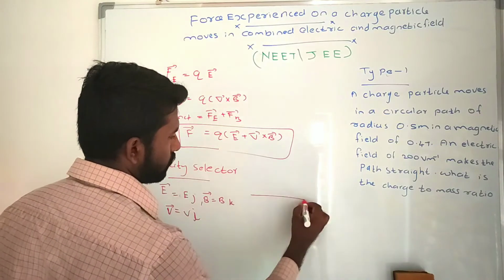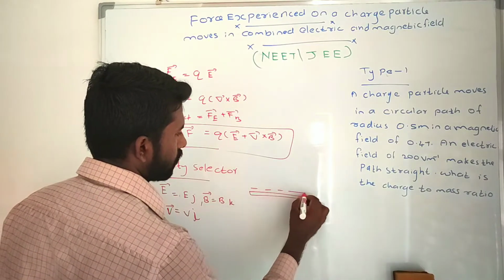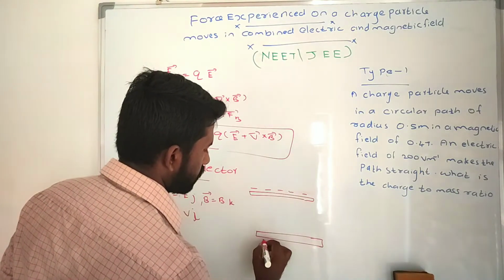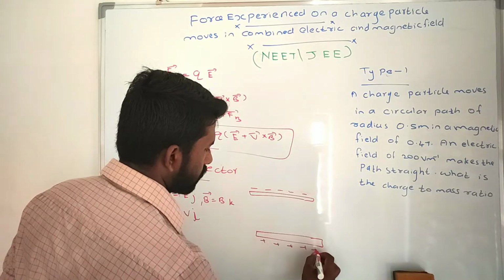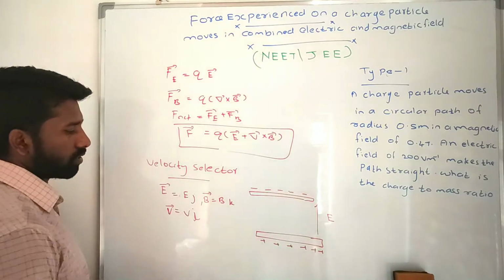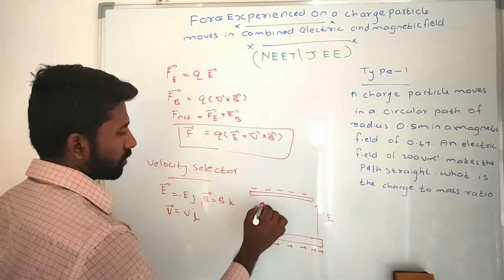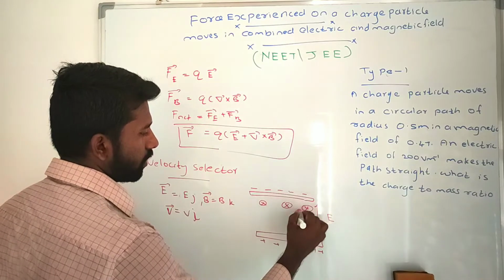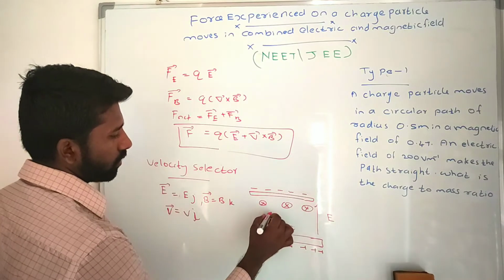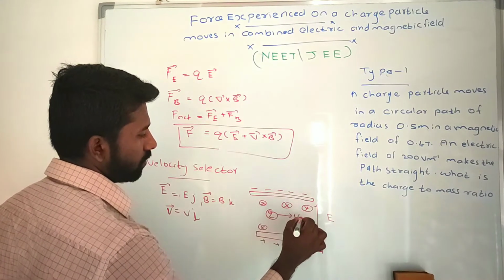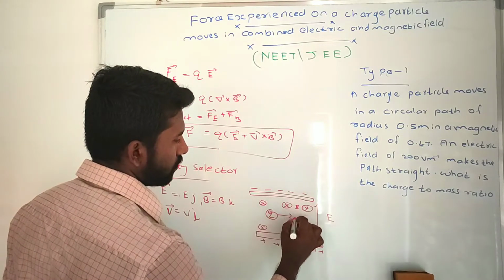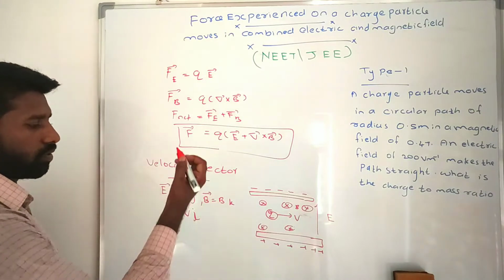We can draw the diagram like this. This is a negative plate and this is a positive plate. The electric field is acting in this direction, so that is the j direction. The magnetic field is in the k direction, so I can draw it like this. The charged particle Q is moving with the velocity V. This is the velocity direction, this is the B direction. So what about the electrostatic force?